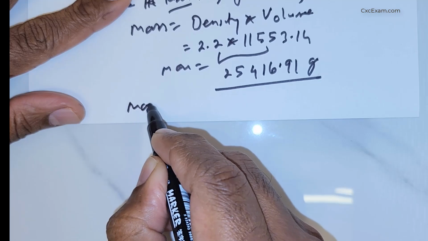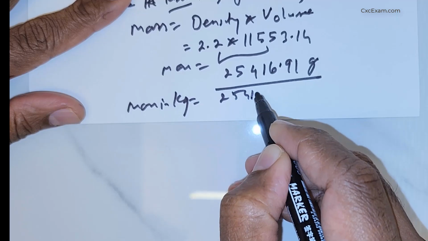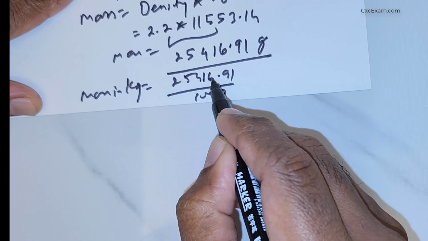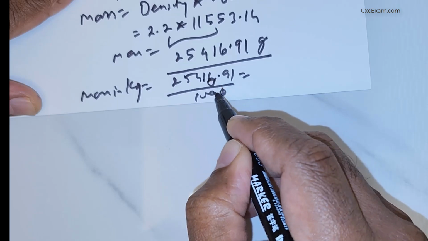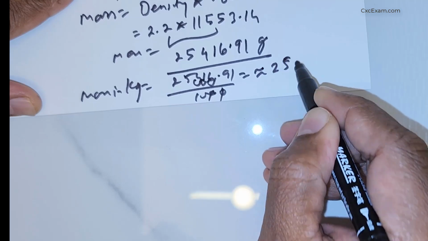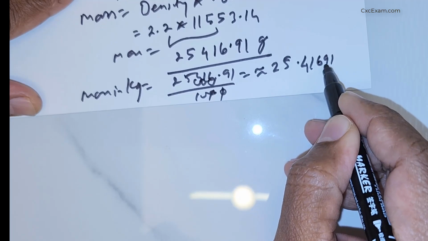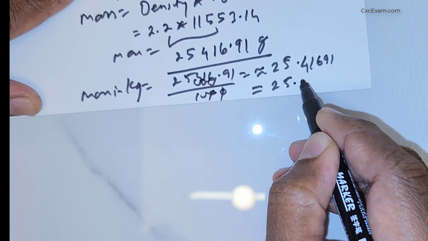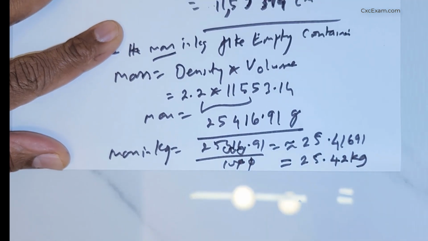So mass in kg is equal to 25416.91 divided by 1000. The decimal point will move towards the left. So this is approximately 25.41691 kgs, which means you can write it as 25.42 kilograms. Okay, that's the solution for this question.